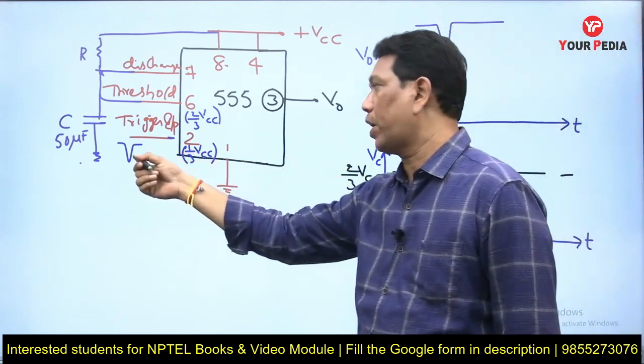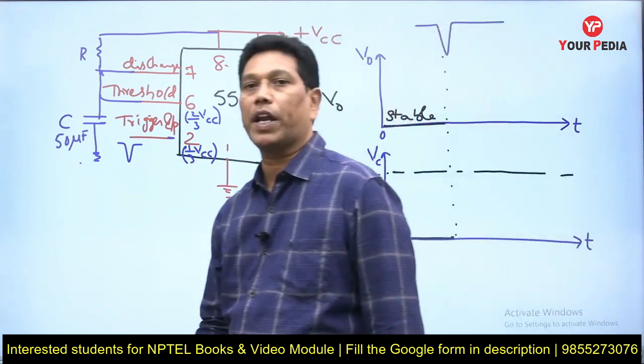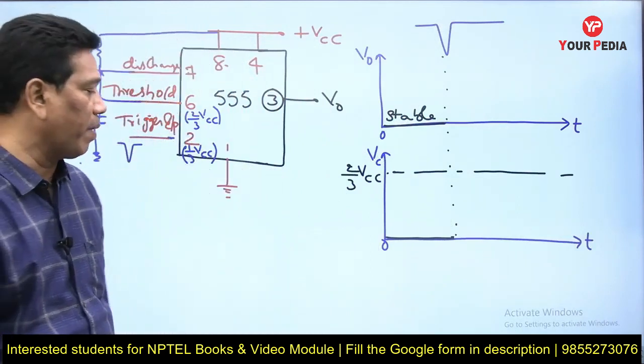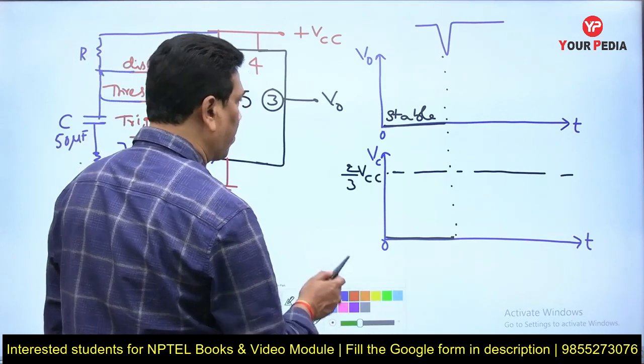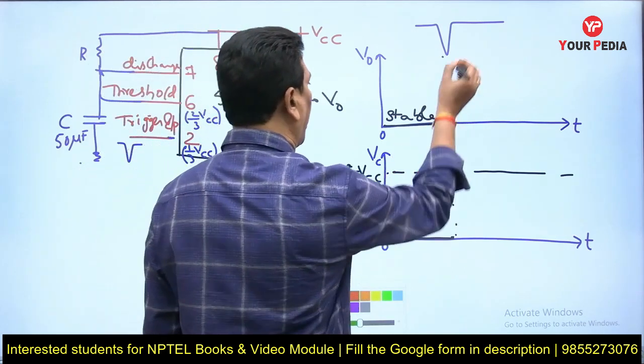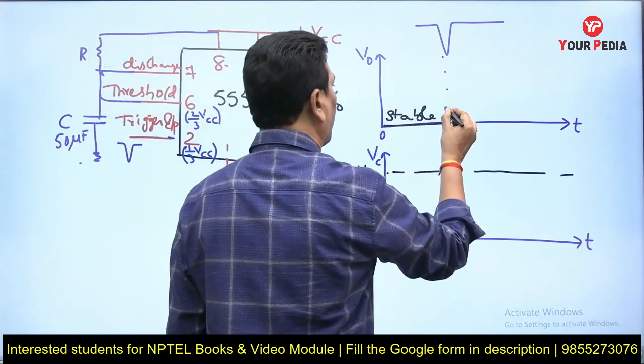Sir, the voltage applied at the trigger input is a negative pulse. Here it is 1 by 3 VCC. So the applied triggering voltage should come to be less than 1 by 3 VCC. According to your condition, the output becomes high. When the applied voltage at the trigger input is less than 1 by 3 VCC, immediately the output becomes high.